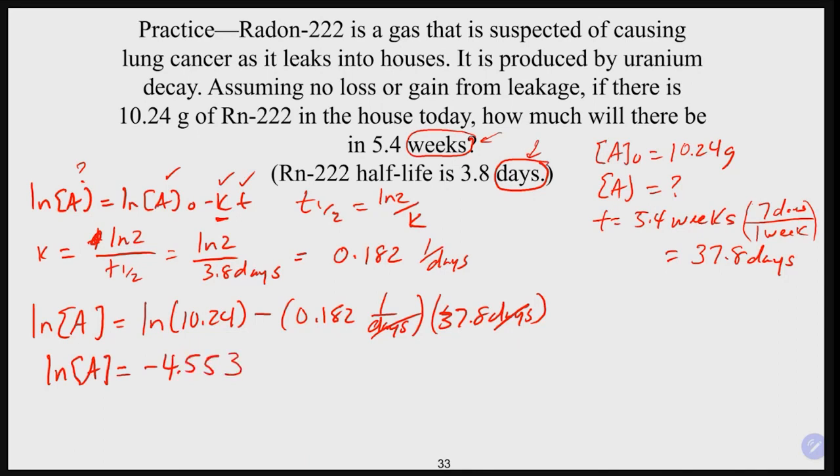At this point, we're going to take e to both sides, and that's going to cancel those out. And again, we're not going to change any signs or anything like that. It's just going to leave it the way it is, and we'll call it 0.011 grams in this case.